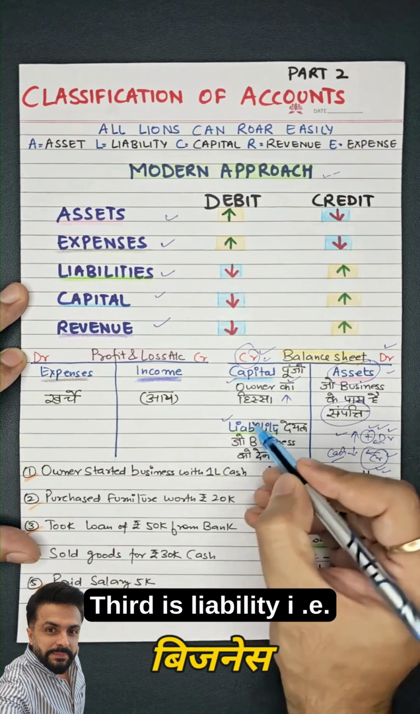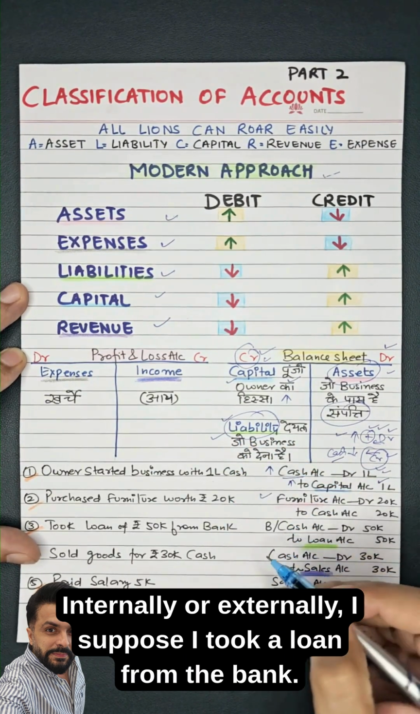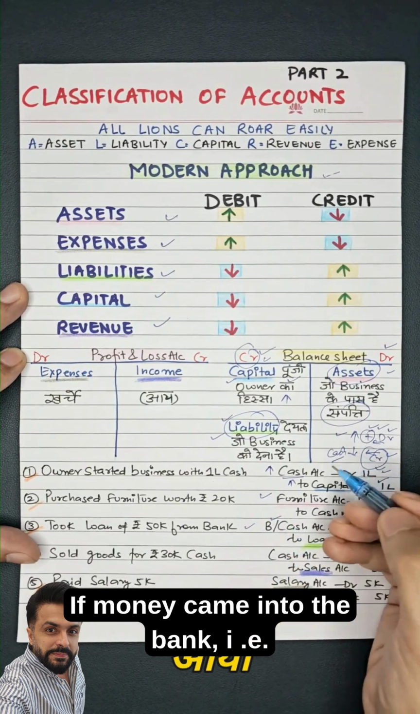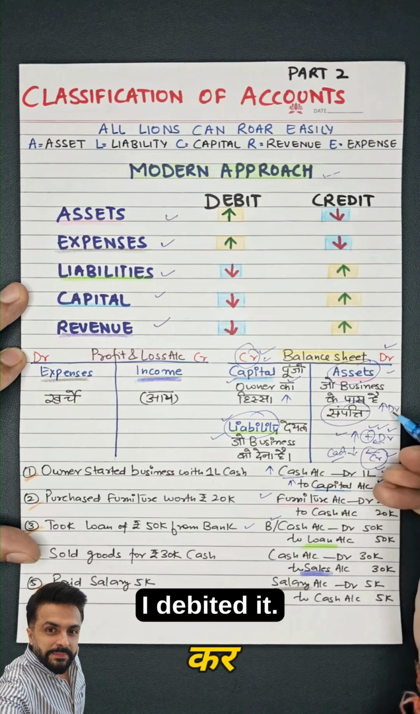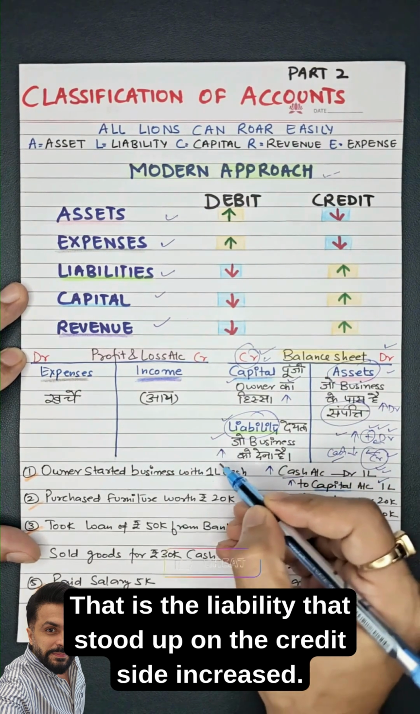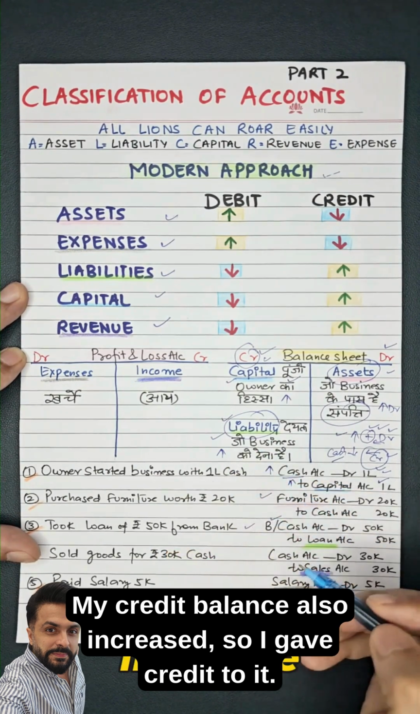Third is liability, i.e. how much has to be paid out by the business, internally or externally. I suppose I took a loan from the bank, and the money came into the bank. If money came into the bank, i.e. my assets increased, debit increased, I debited it. The loan has now become the liability of my business. That is, the liability on the credit side increased. My credit balance also increased, so I gave credit to it.